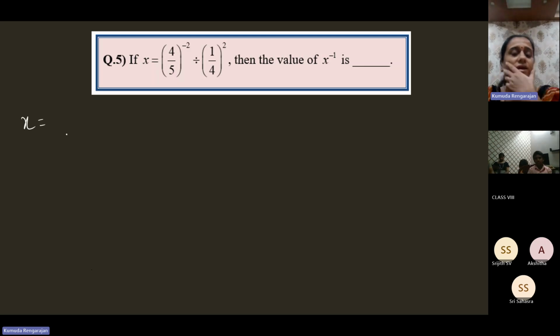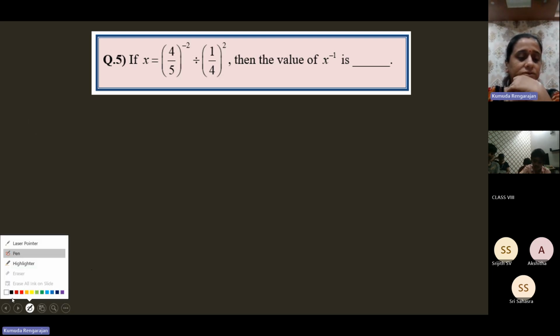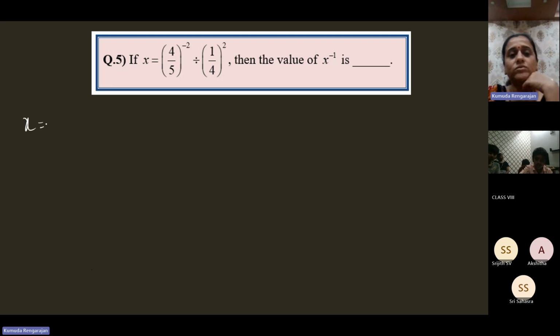Now, what I observe is that the bases are different. The powers are also different. They're not the same. But you can easily switch between 2 and minus 2. So again, you can do it in more than one way. This one is x is equal to, so I want to have the power as 2.